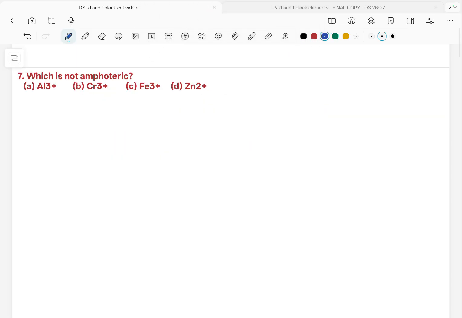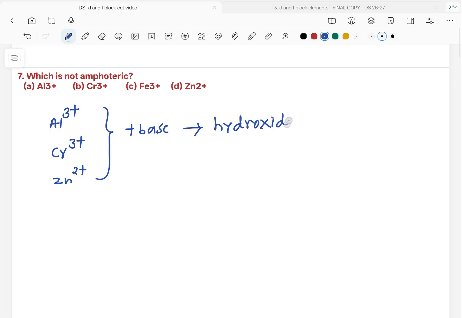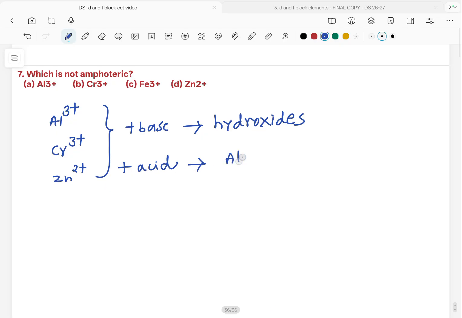The question is, which is not amphoteric? When we observe the ions like aluminium, chromium and zinc ions, it is observed when these ions react with bases, they produce their respective hydroxides. Whereas when they react with an acid, these ions will produce their respective salts like aluminate, chromite and zincate salts.